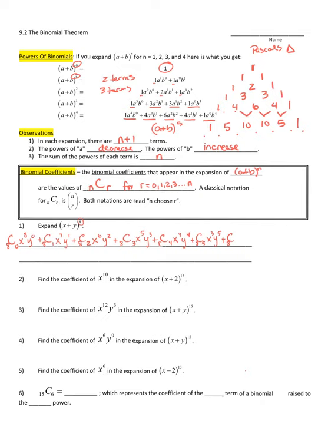Combination of 8 things 6 at a time, x to the second, y to the sixth. 8 things 7 at a time, x to the first, y to the seventh. And finally, the combination of 8 things 8 at a time, x to the 0, y to the 8th.